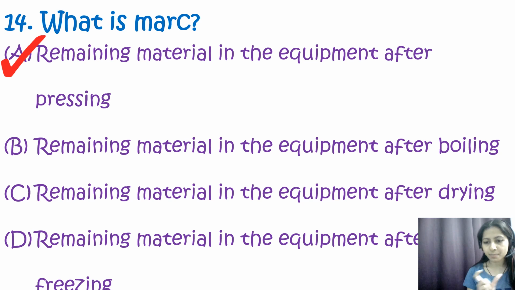The term mark is used in the context of the wine making process, where the solid remains of grape juice, mainly grapes, that is the remainings like the skin, pulps, seeds or stems. When these leftovers are left after the juice has been taken out, they are referred to as mark. So over here the correct option is A, that is remaining material in the equipment after pressing.